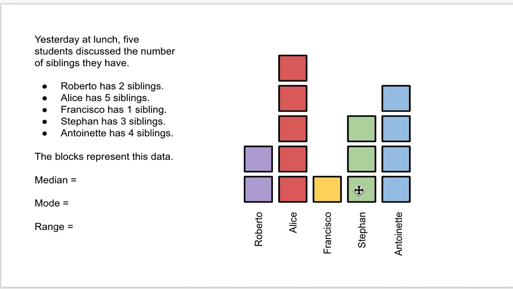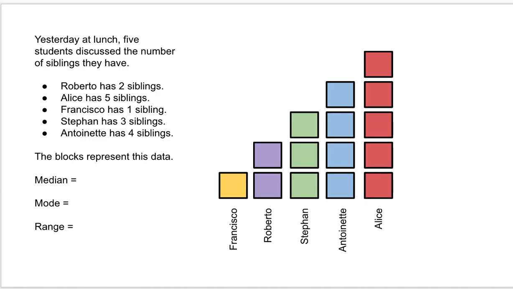If we put our values in order. So like if I started with the smallest value, that's Francisco with 1 sibling, and I ended with the largest, that's Alice with 5. Like this. So in ascending order from Francisco to Alice, if I arrange my data like this, it's easier to find the median, the mode, and the range.